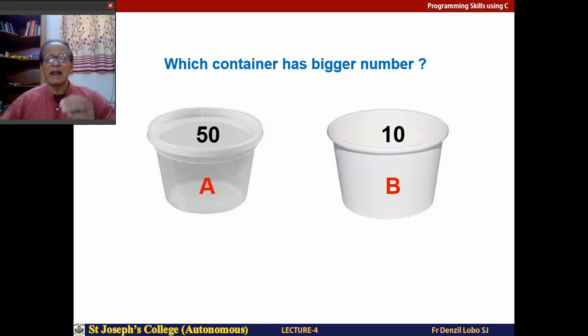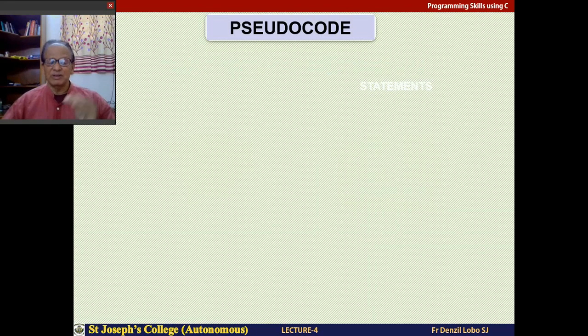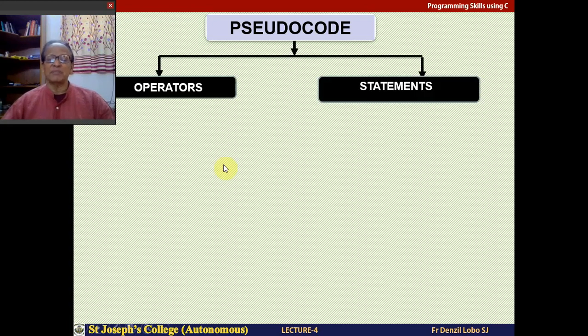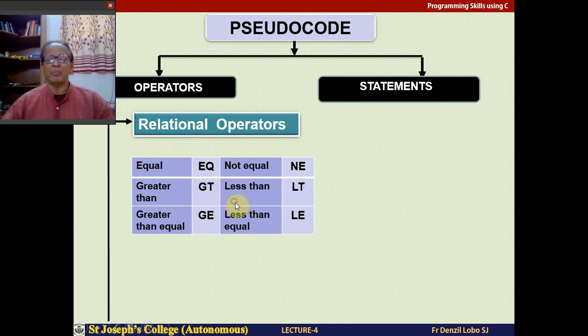Therefore, greater than, equal, etc. are called the relational operators, and we shall give you the list of these relational operators in our pseudocode, operators and statements. So we come to relational operators. There is one set of 6 relational operators: equal, not equal, greater than, less than, greater than or equal, less than or equal, represented by these symbols, EQ. So we are going to use these symbols in our pseudocode. Later when you do C, you will substitute these with appropriate symbols in C.